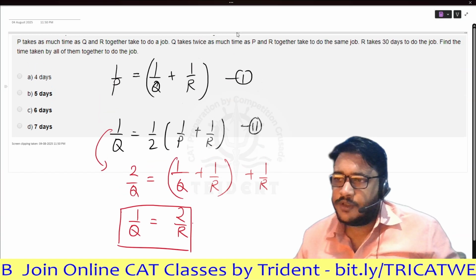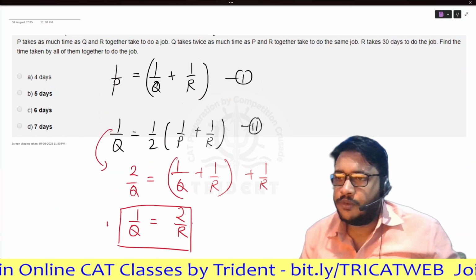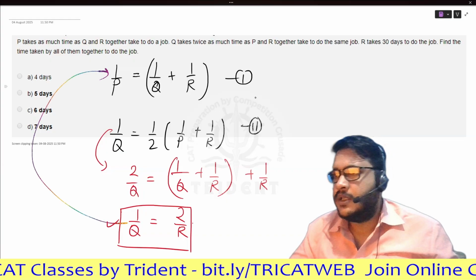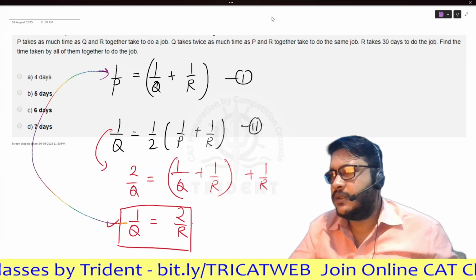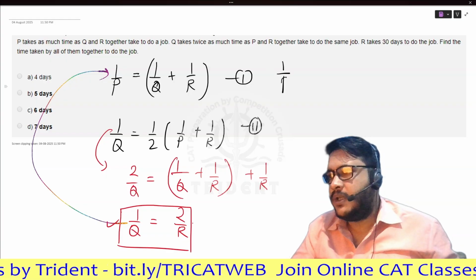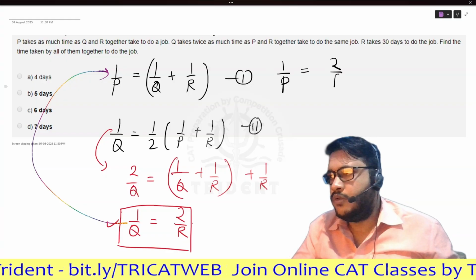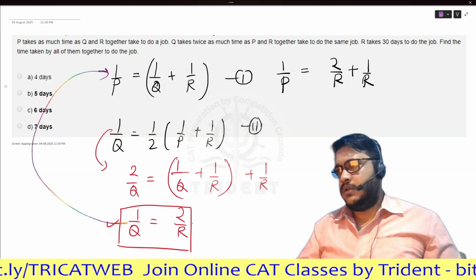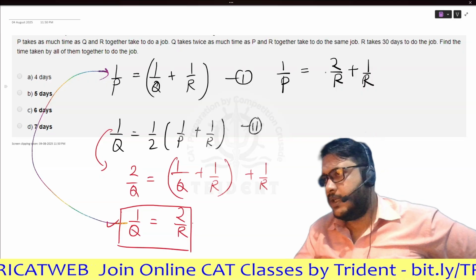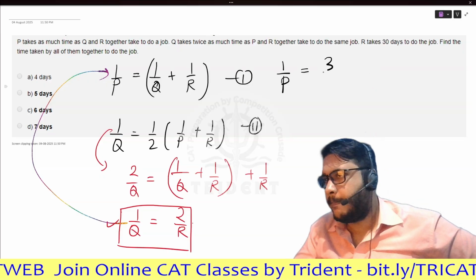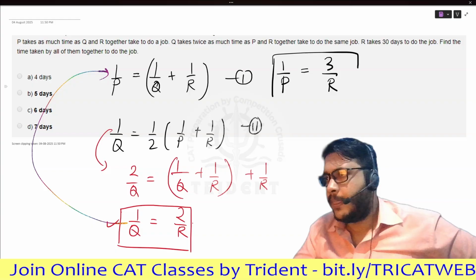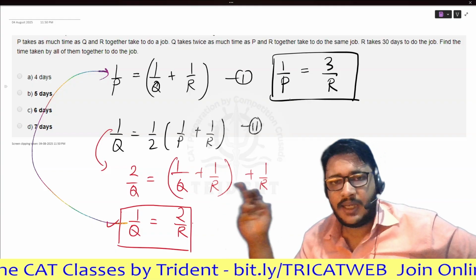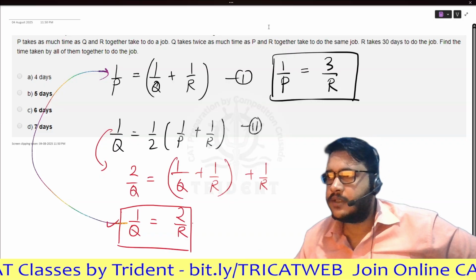If I substitute the value of 1 upon Q back into the first expression, you will probably get 1 by P is equal to 2 by R plus 1 by R. Again, this is 3 by R, right? Why am I doing everything in terms of R? Because the total number of days that R takes is given in the question, that is 30 days.